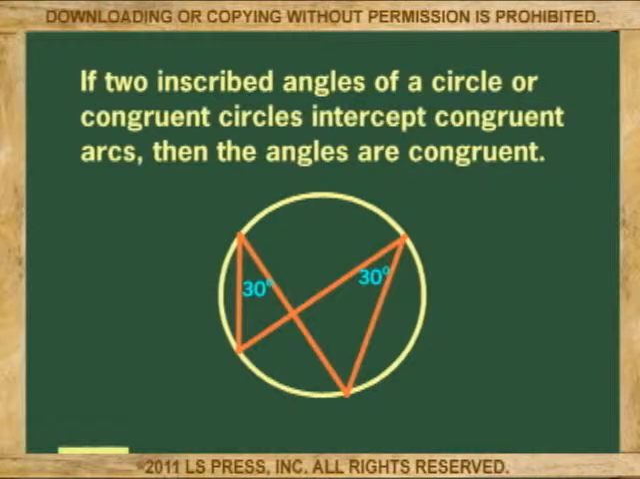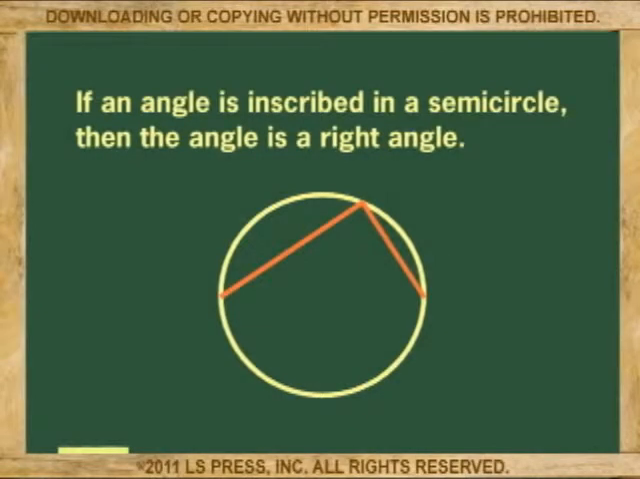If two inscribed angles of a circle or congruent circles intercept congruent arcs, then the angles are congruent. If an angle is inscribed in a semicircle, then the angle is a right angle.